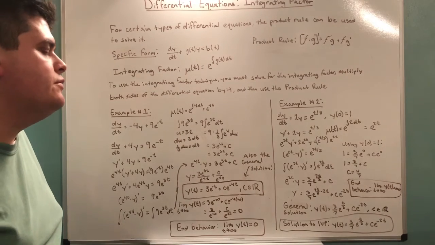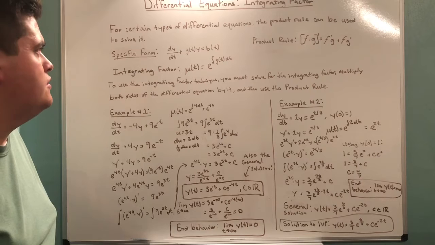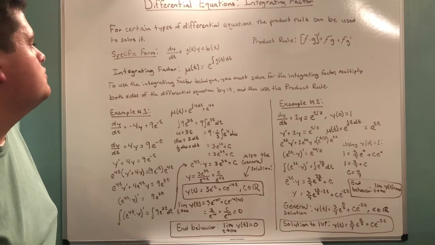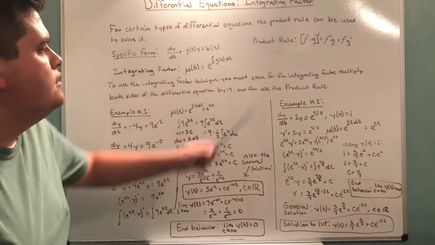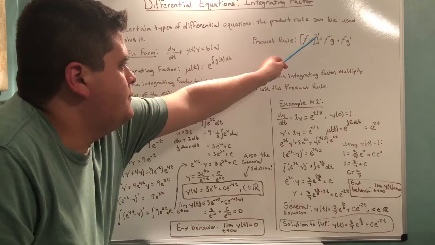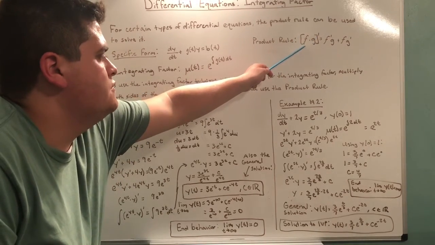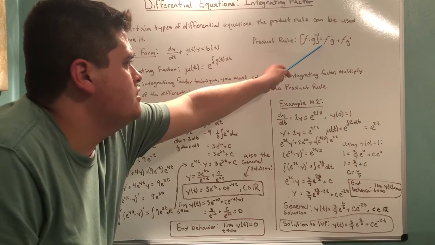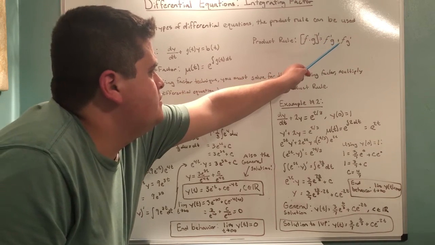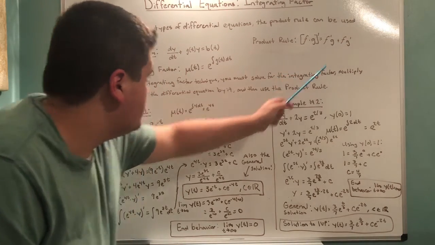For this lesson, we'll be discussing the integrating factor technique often used in differential equations. For certain types of differential equations, the product rule can be used to solve it. So our product rule is (f times g)'. In order to find the derivative of a product of two functions, we take the derivative of the first function, multiply it by the second function, and add it to the first function multiplied by the second function's derivative.